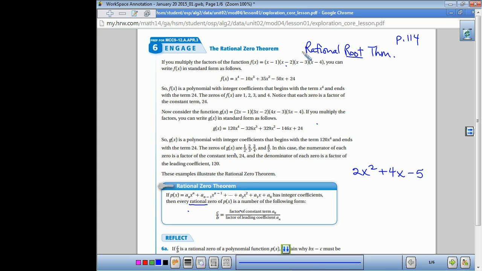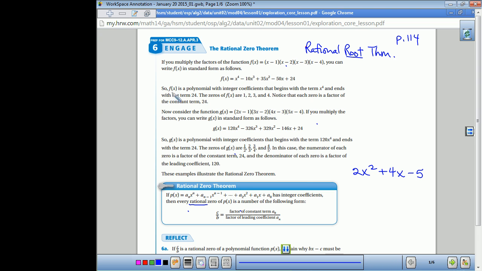All right. So our textbook refers to this as the rational zero theorem. You will generally hear it called the rational root theorem, but it's the same idea. So this is a great example that talks us through how it works and why it works. If you multiply the factors of this function, f of x equals x minus 1 times x minus 2 times x minus 3 times x minus 4, you can write the function in standard form. We know how to do that, right? So here's the factored form, here's standard form.